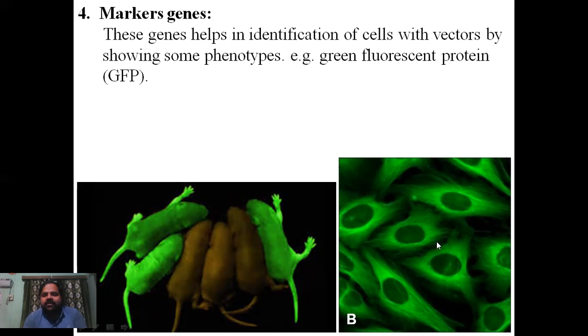And in this figure, figure B, we can see here that all the cells are expressing green fluorescent protein.